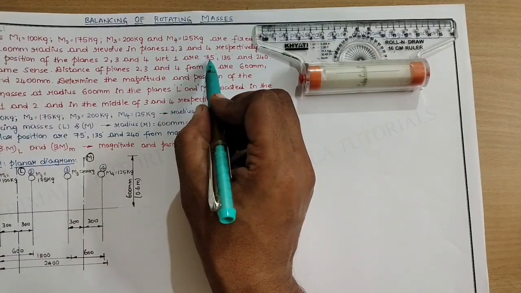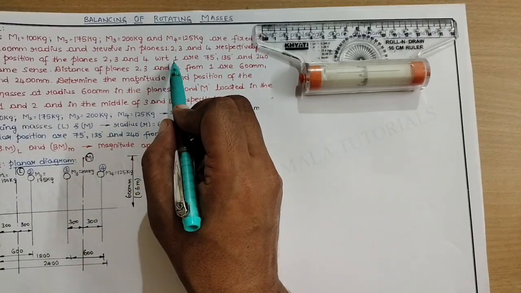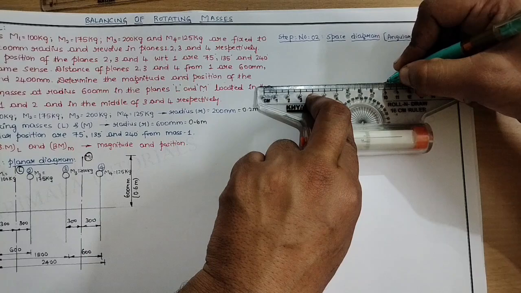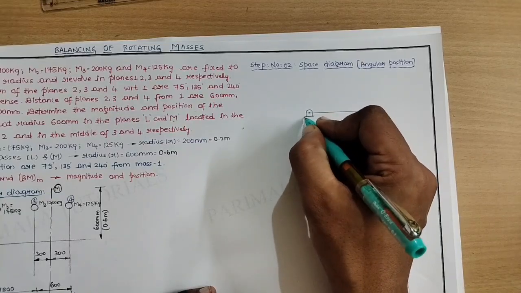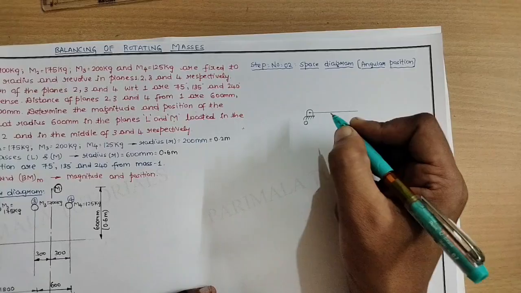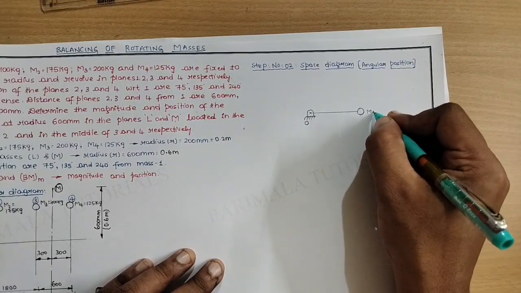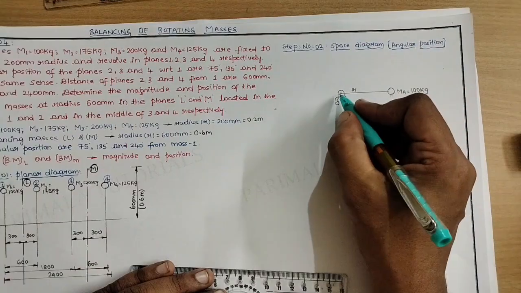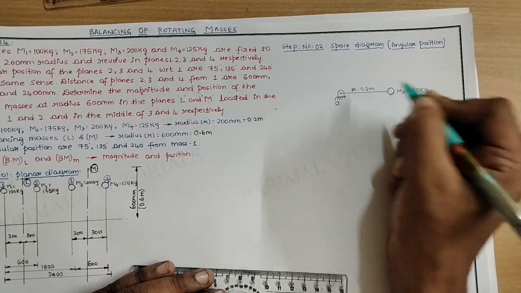All these values, 75 degrees, 135 degrees and 240 degrees, are taken with respect to the first mass. So let us show the first mass along the horizontal. I will call this as connected to a common crank. This is the point O. This would be the mass representation. Once again, this is MA with a value of 100 kg. This is with a radius R equal to 0.2 meters.